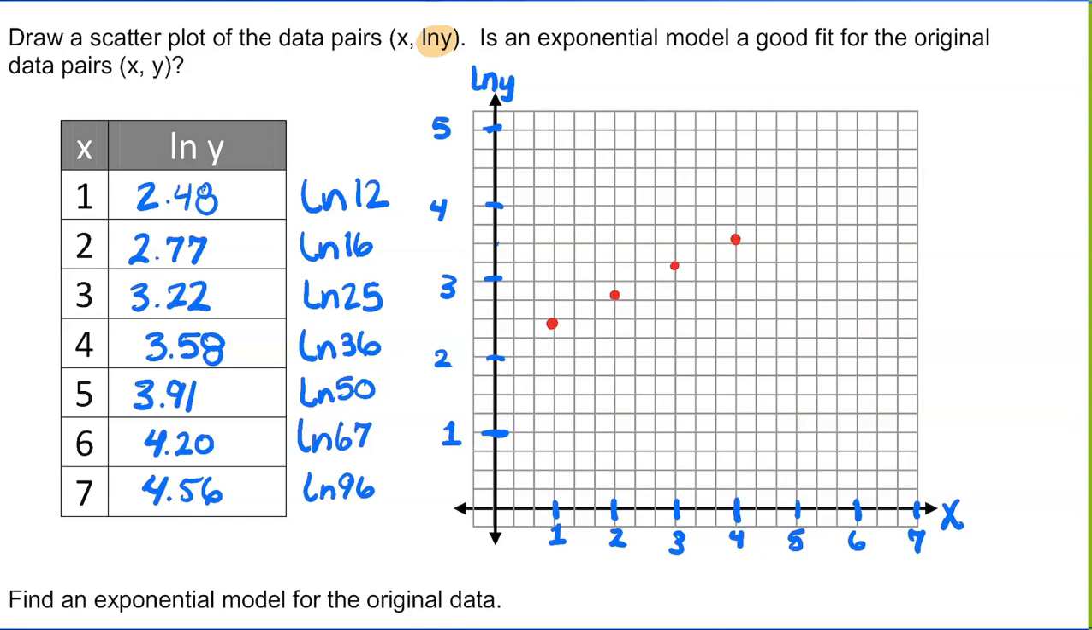At 5, we're at 3.9, so just below 4. At 6, we're at 4.2, so just below 4.25. And then at 7, we're at 4.56, so just above 4.5.